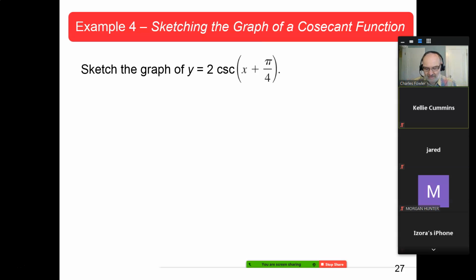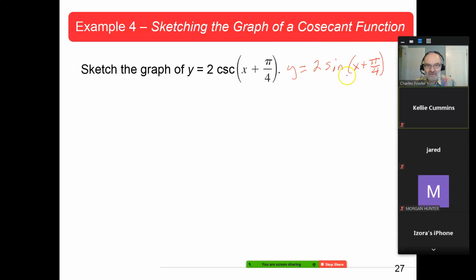There it is. Okay. Now, sketch the graph of y equals 2 cosecant of (x plus pi fourths). I don't want to do that. I want to graph instead y equals 2 times the sine of (x plus pi fourths). I like sines better than cosecants. Why do I do this? Because they're reciprocal functions of each other.